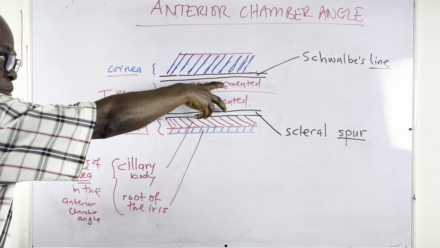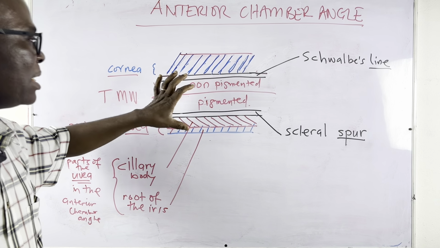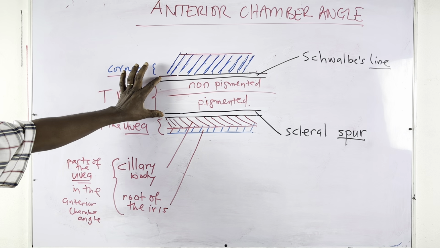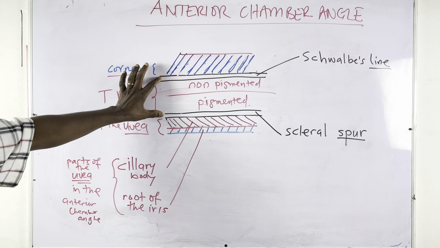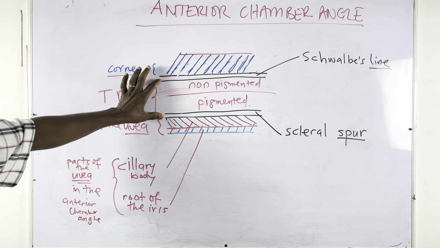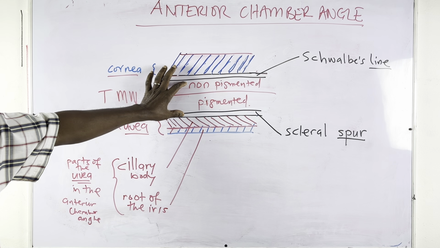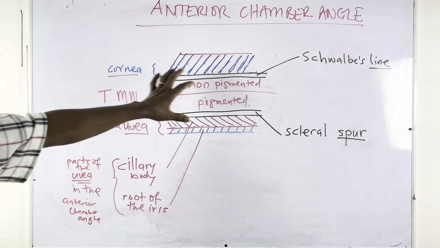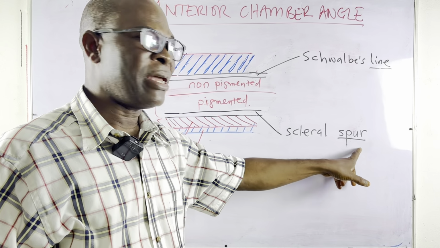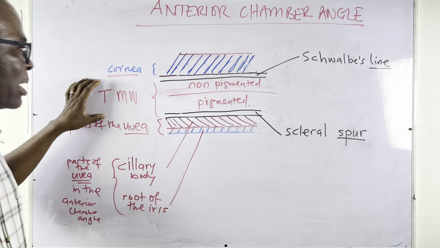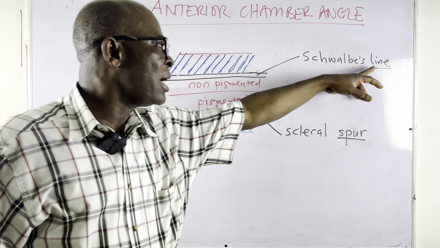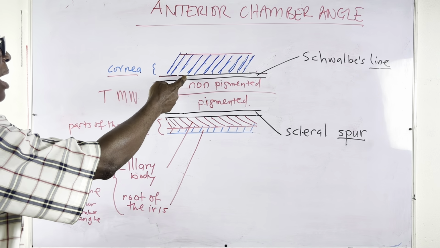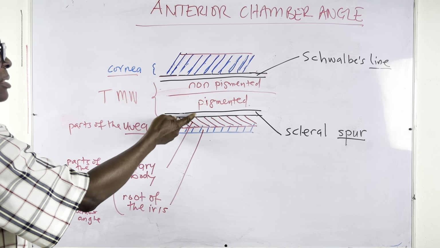So when you have the trabecular meshwork as your focus, immediately it's sandwiched by two structures. So you think about the central three. Think about central three. The central three: we have the trabecular meshwork in the center, then it's sandwiched by two structures, a line and a spur. Just remember that the trabecular meshwork is sandwiched between a line and a spur.